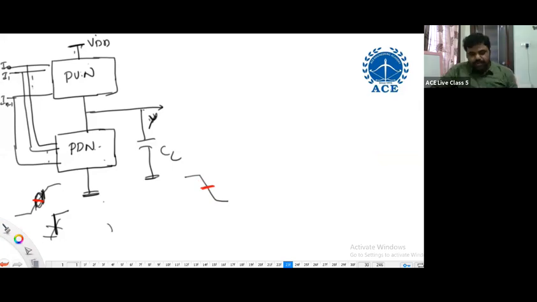Once we understand this construction: pull-up network is constructed using P-channel MOSFET, and pull-down network is constructed using N-channel MOSFET. Is there any reason for that?